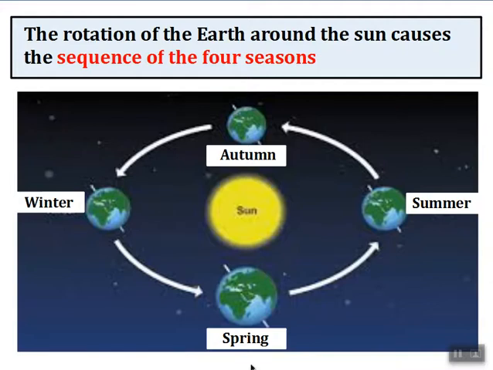And why does this happen? Why is there a sequence of 4 seasons? Because the earth rotates around the sun, and it takes 1 year. It takes 365 and quarter days to make this long journey around the sun.